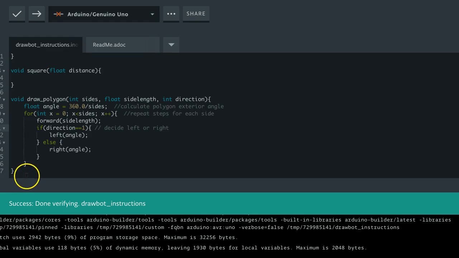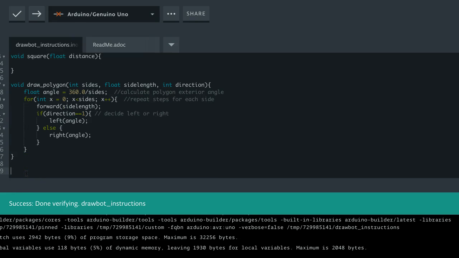Good habit to get into is adding comments. So the question is, well, how could we draw a circle? And the answer is it's really, really complicated and very, very challenging to draw a circle. It's possible to come pretty close, but the function that we'd have to write would probably be like 20 or 30 lines long.